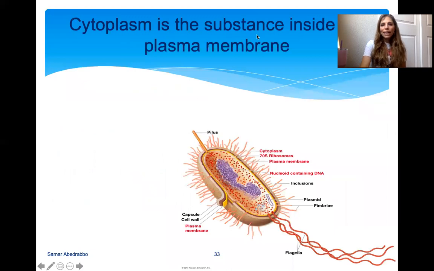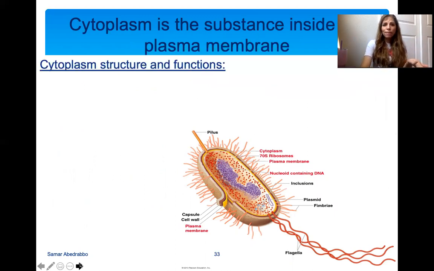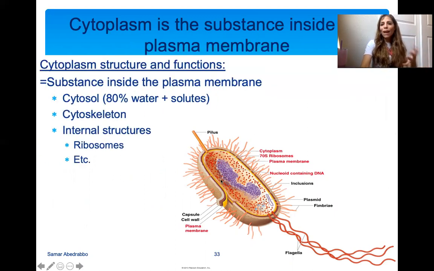And then cytoplasm is a substance that we see inside the plasma membrane. So just inside the cell is the cytoplasm. Everything inside the cell membrane is cytoplasm. It consists of the watery component that's called the cytosol and all the internal structures such as ribosomes and other things. And then there's also the cytoskeleton, which is just proteins that hold everything together. But I want you to know that the cytoplasm is just all the substance inside the plasma membrane. The cytosol is basically the water inside.